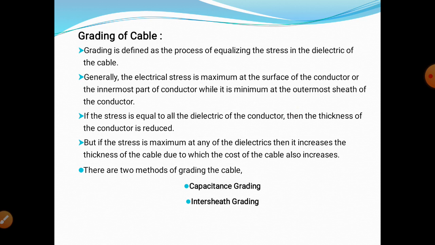If the stress is equal in all the dielectric of the conductor, then the thickness of the conductor is reduced. But if the stress is maximum at any part of the dielectric, that increases the thickness of the cable, due to which the cost of the cable also increases. These are the main things of grading of cable.